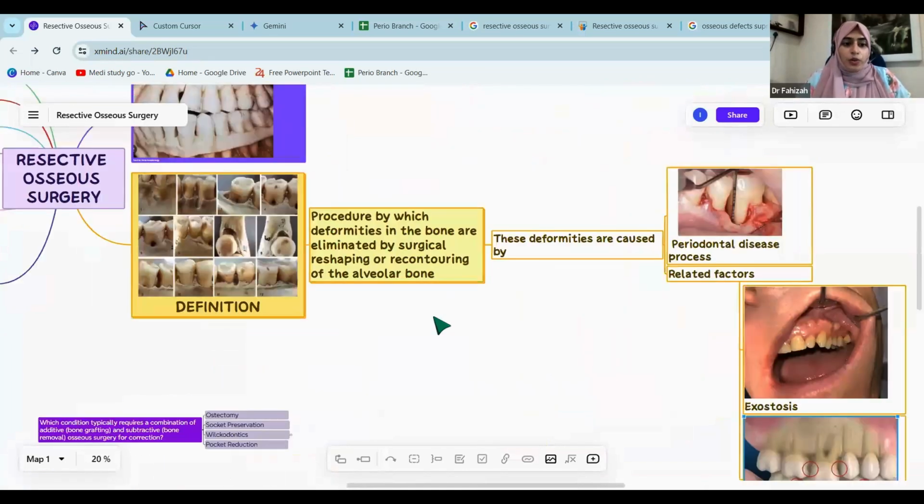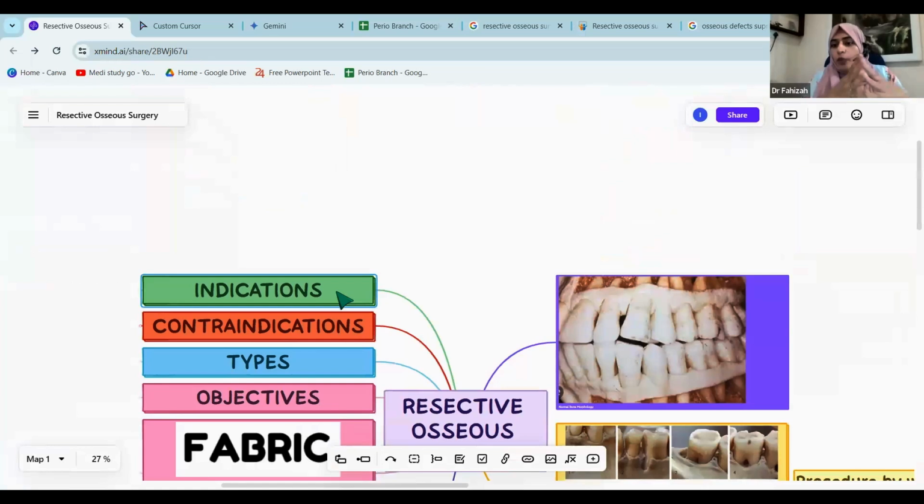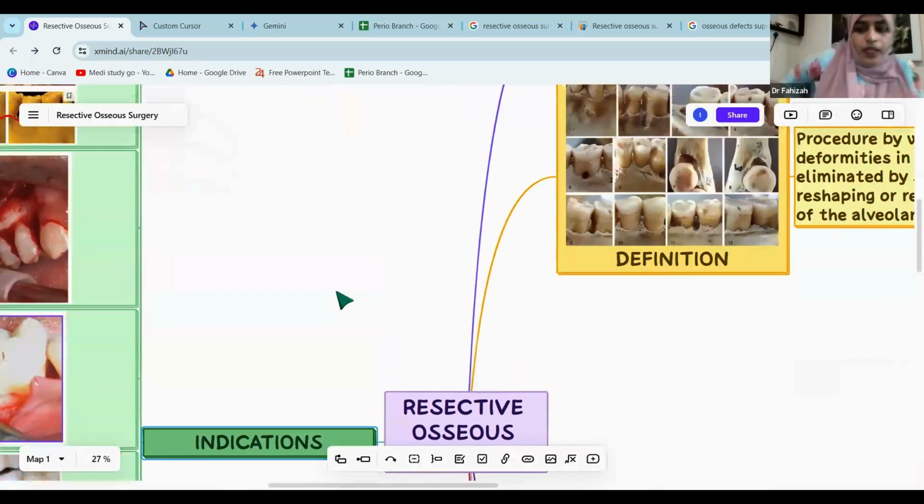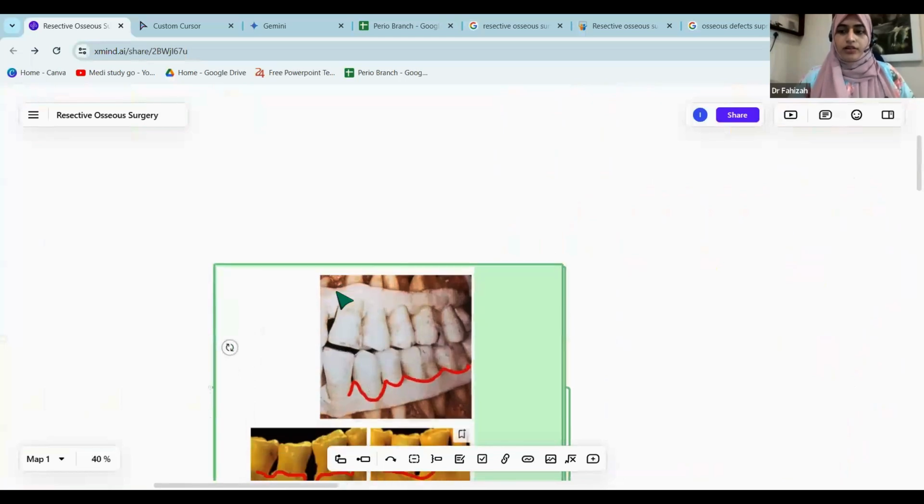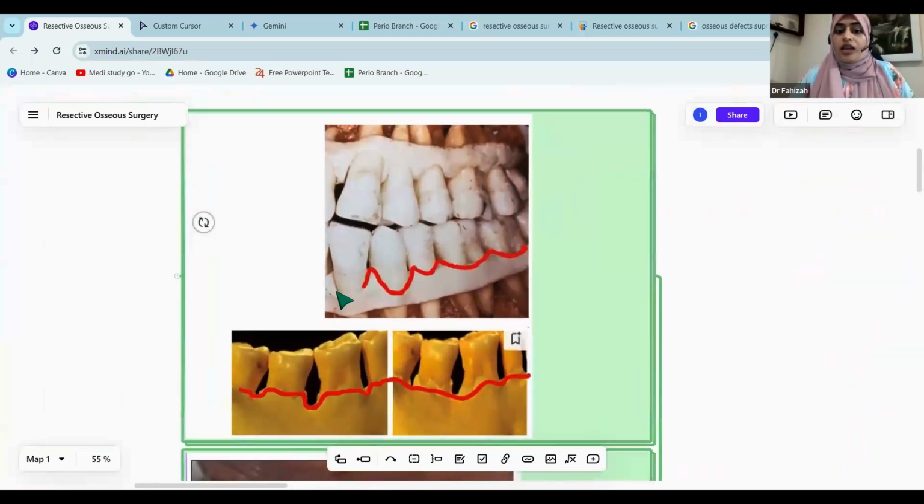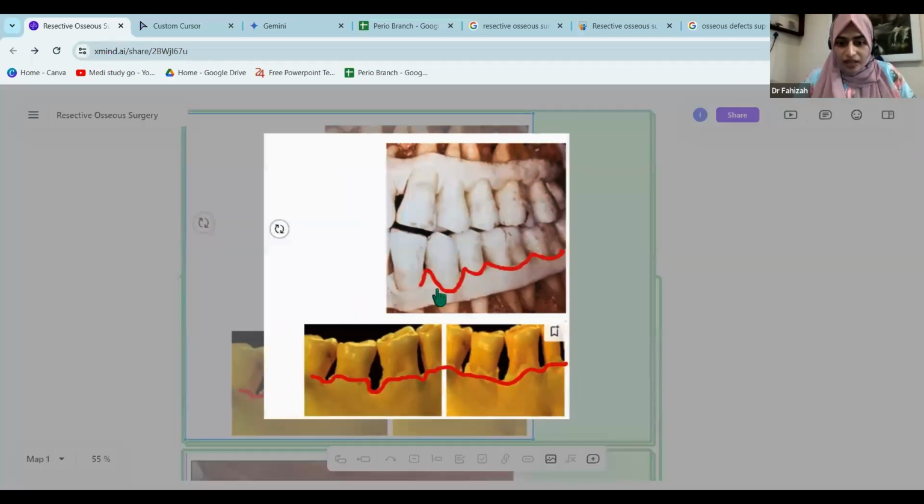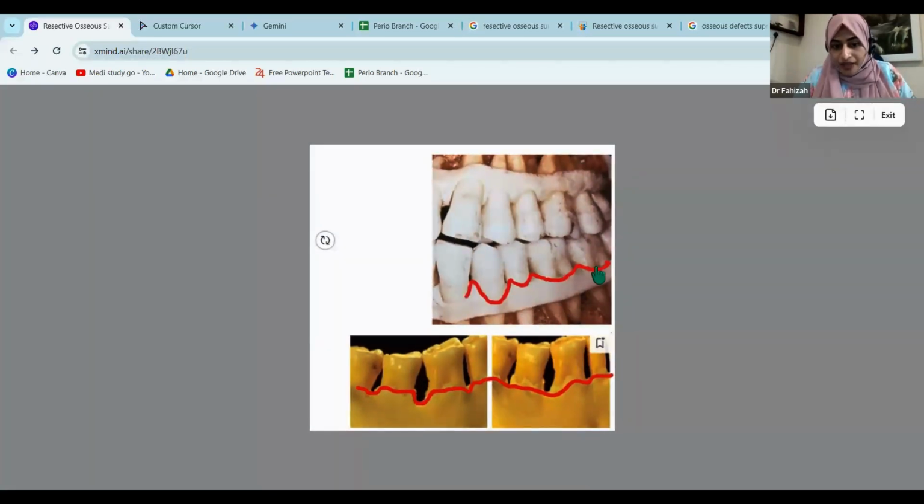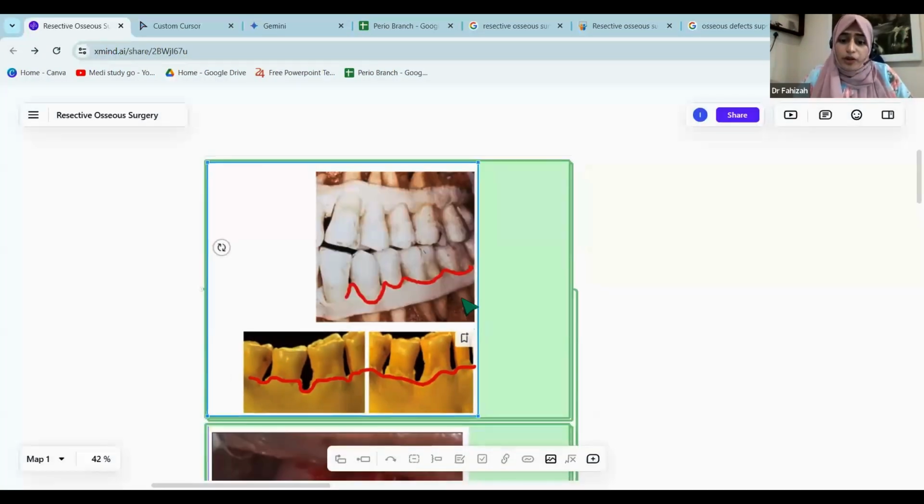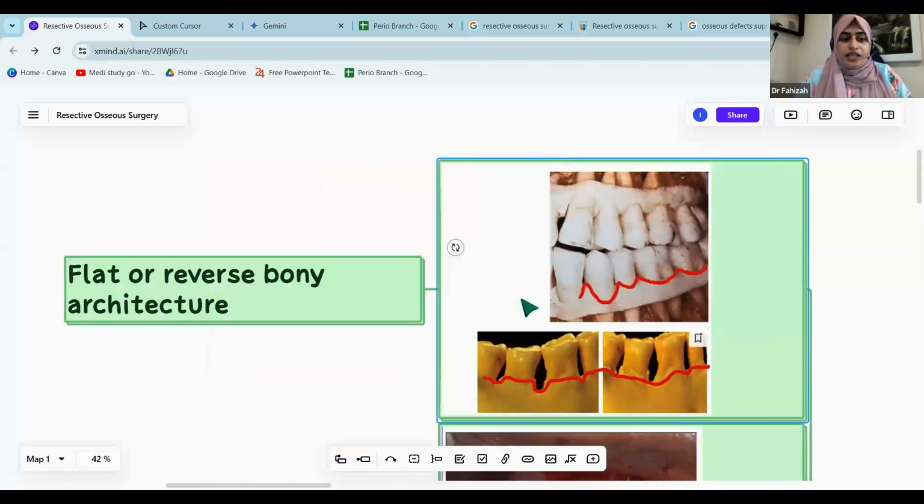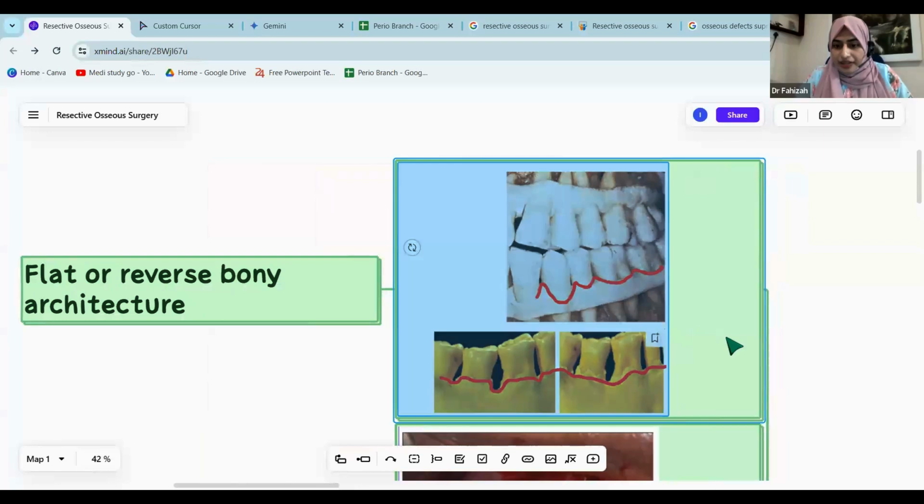Okay. Now let's go to indications. Now, where will you use this kind of resective osseous surgery? One is, as I told you previously, this is the positive architecture which we have. Now, can you see the negative architecture over here? The interdental bone is below the buccal bone. So that becomes a negative architecture. Or you can see a flat architecture as well, when it is completely flat over here. Okay. So one of the major indications for this is flat or reverse bony architecture.